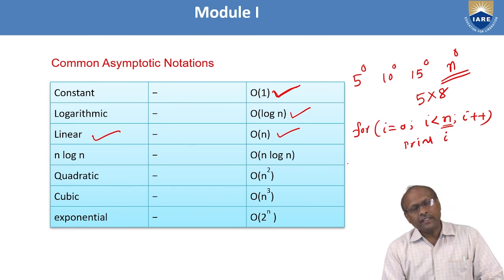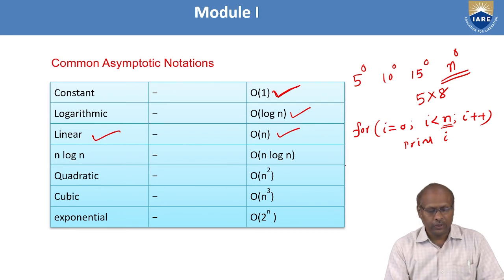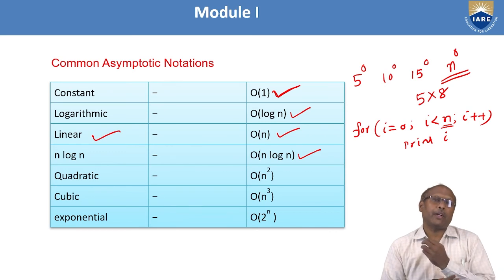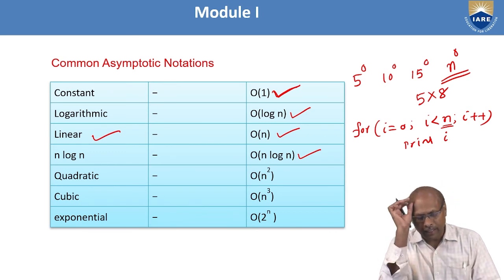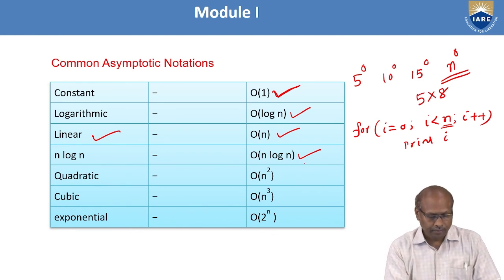Sometimes it may be a combination of linear with logarithmic, linear with divide and conquer. So in that case, order of n log n, because sometimes the program may have a linear combination with a logarithmic pattern. So it is order of n log n.